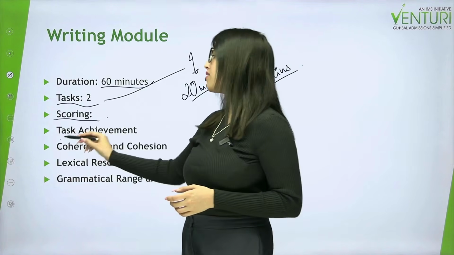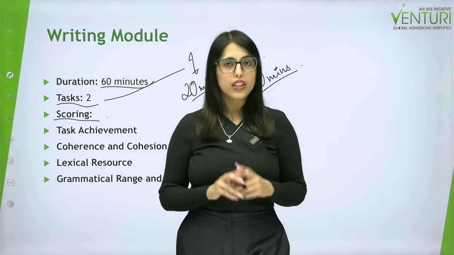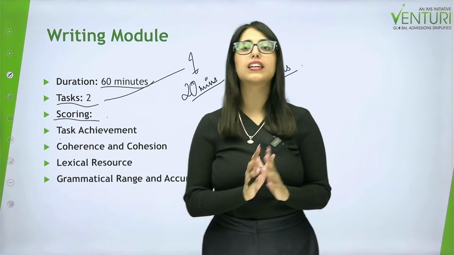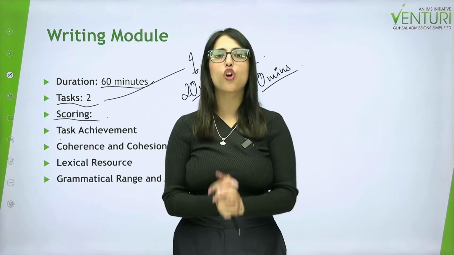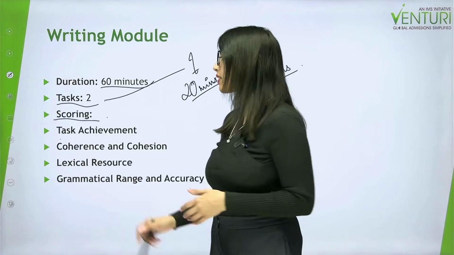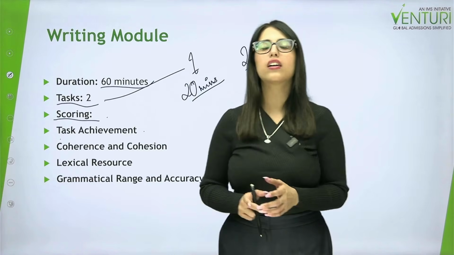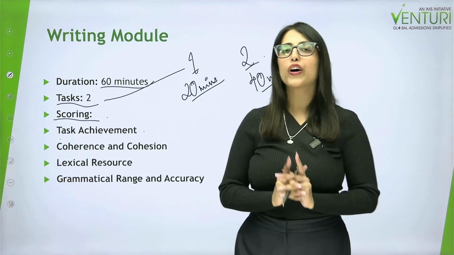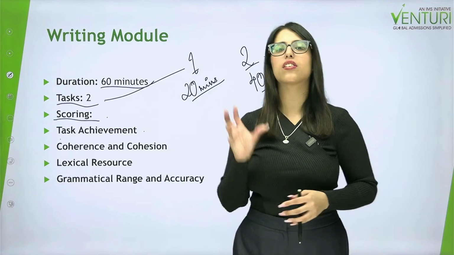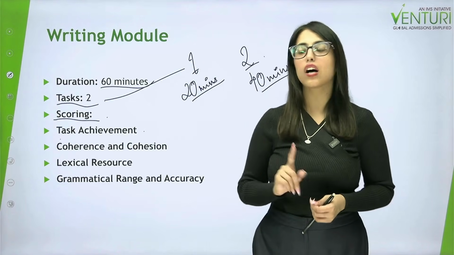The first one here is task achievement. Hereby they see whether you have understood the question properly, and whether you have addressed all the parts of the question or not. Failing to do so is going to detract your marks. Apart from that, this one also sees whether you are following the word count or missing out on it. So keep in mind that you have to follow whatever word limit they say, and write your answers accordingly.